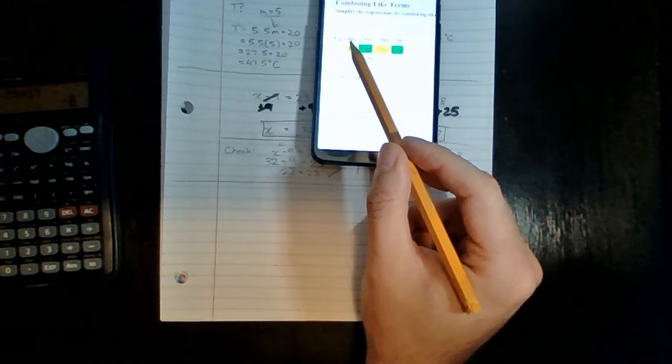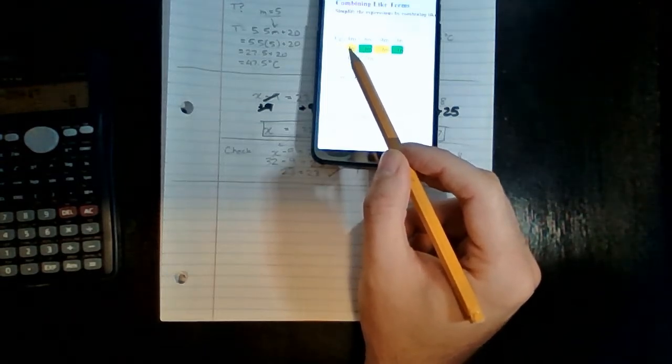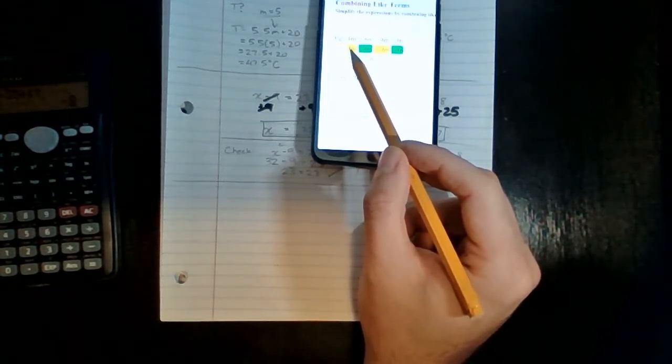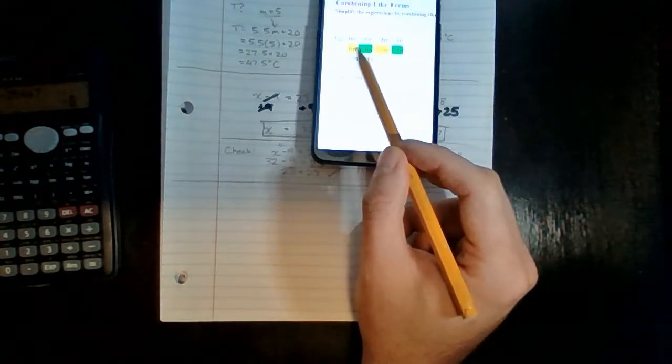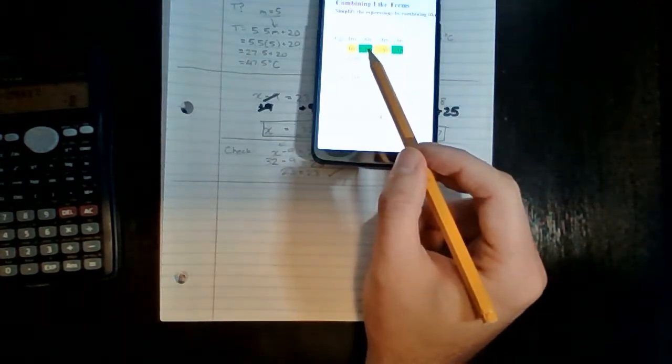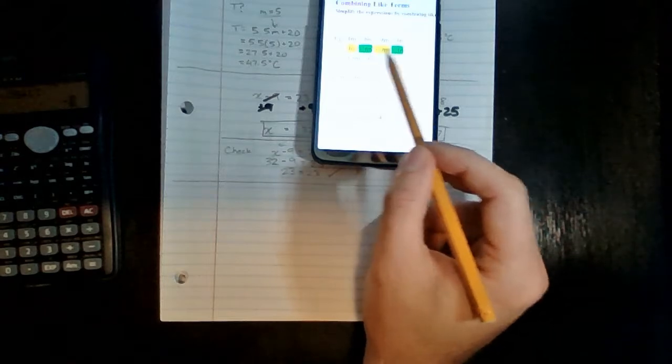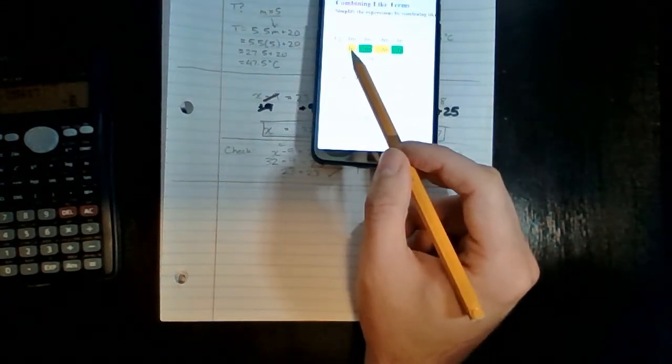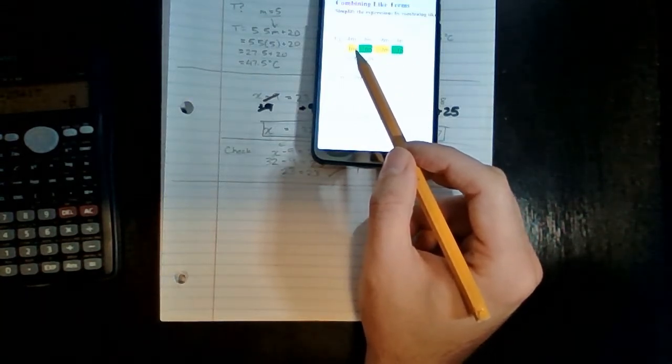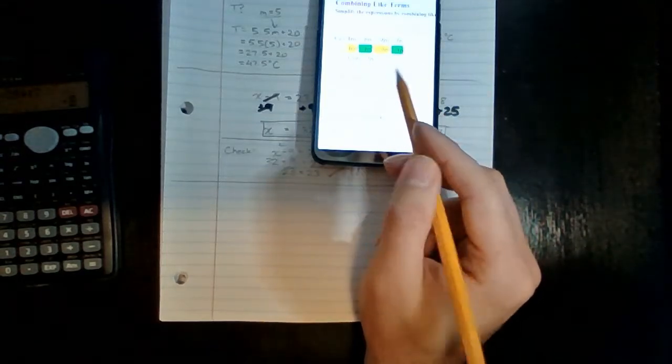We can only add or subtract things that are the same. So I've highlighted in yellow, here we have a 4m, here we have a 9m. Those are the only things that have m. In the green, we have the only things that have n. They have different letters, they have different variables. So we can't combine things that are different, only things that are the same.